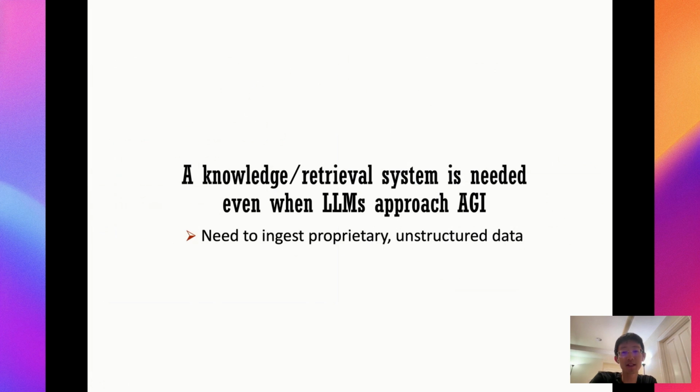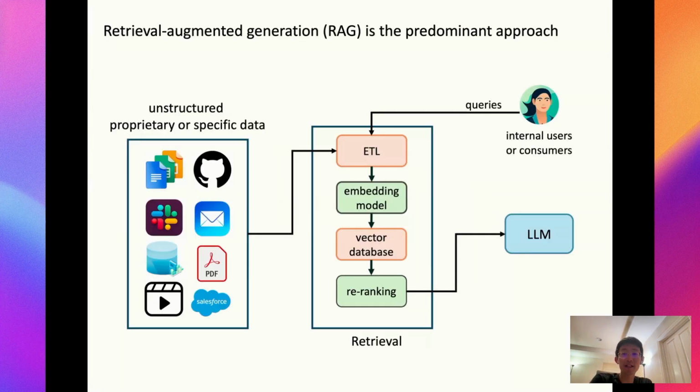And I think that's where another layer on top of the large language model comes in, which I'm going to focus on. My view is that even if large language models approach AGI, even if you have Einstein, you still need some retrieval system, some knowledge system that helps you ingest the proprietary and unstructured data from the proprietary environment, like a company. That's where RAG comes into play. And this is probably the predominant approach these days, after about 1.5 years of discussions between different approaches.